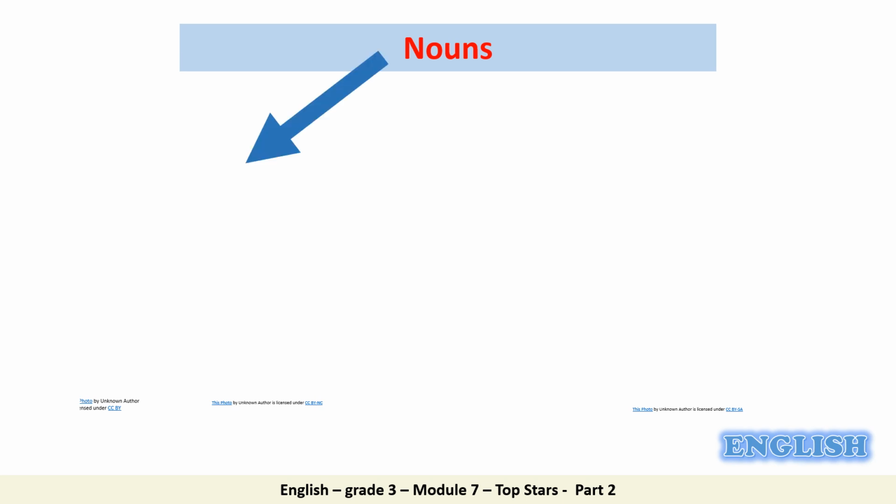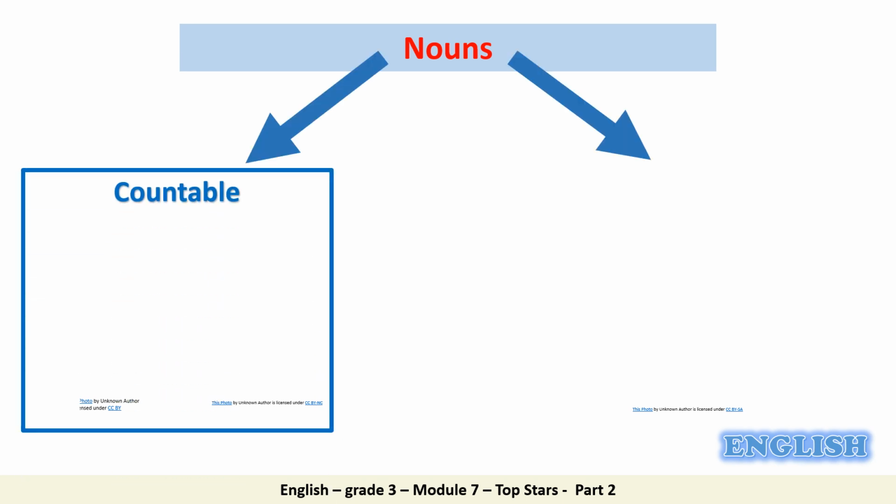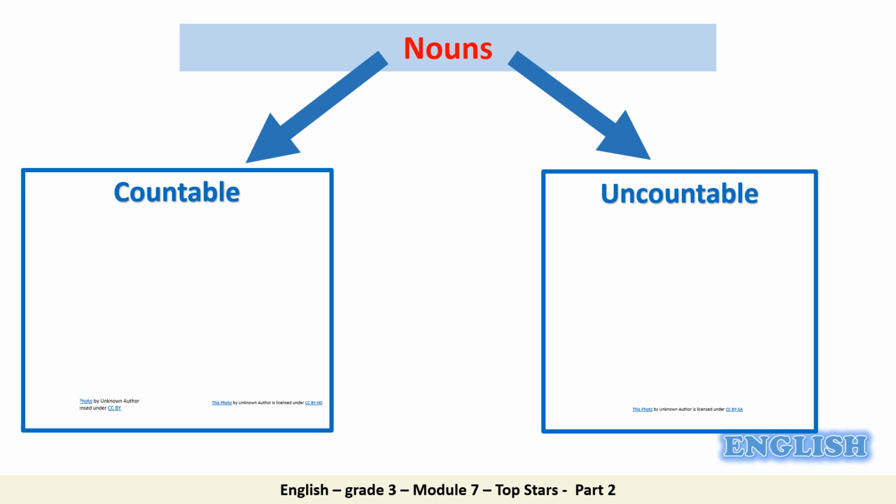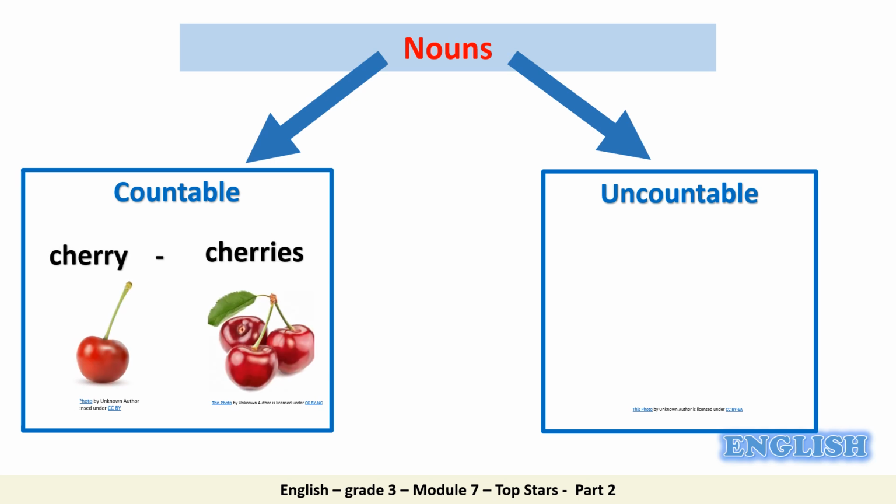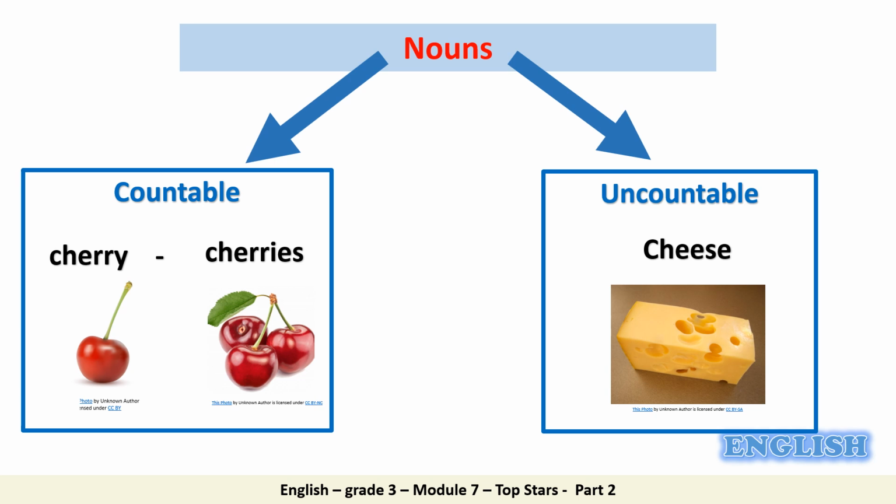Nouns are divided into countable and uncountable nouns. For the countable nouns, I have an example for you. Cherry. Cherries. I can count the cherries. I can say 1 cherry, 2 cherries, 3 cherries. For the uncountable nouns, we have an example, which is cheese. I cannot count the cheese.